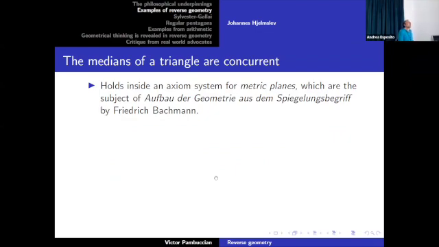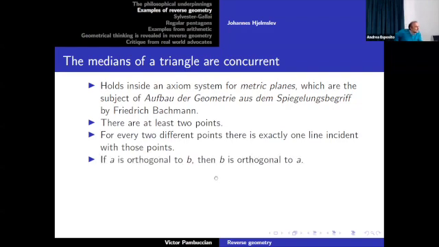Johannes Hjelmslev wondered what it takes for the medians of a triangle to be concurrent. He asked the same thing for the altitudes. And eventually in 1967, Bachmann showed that you need extraordinarily little. You need a few things about some reflections, much less than the metric planes that we have discussed in the past. So for the altitudes to intersect, you need really, really little. For the medians of a triangle to be concurrent, what do you need? And he dealt with it in 1929.